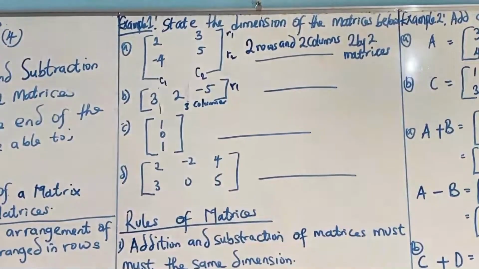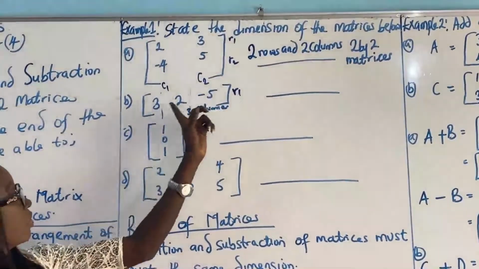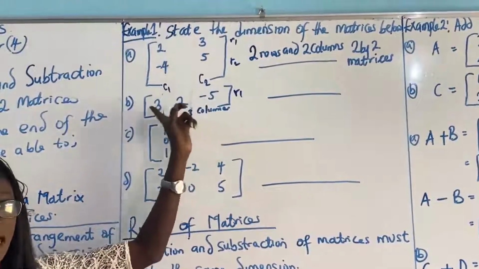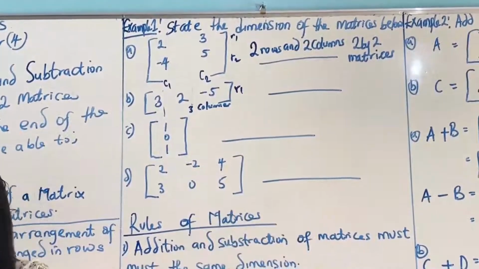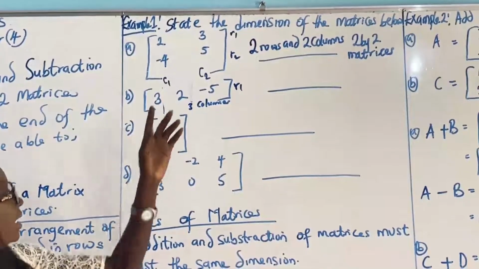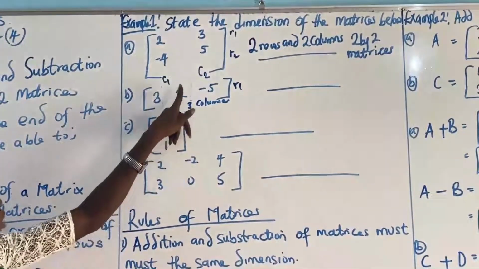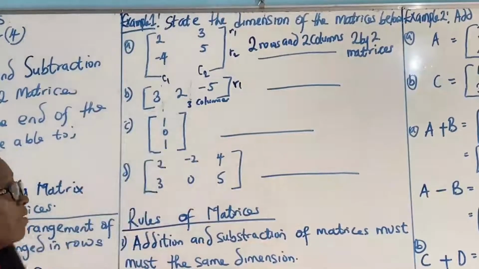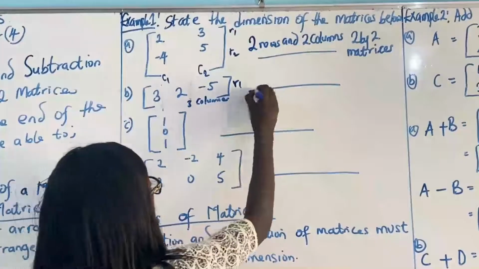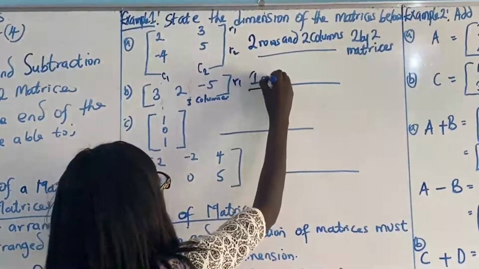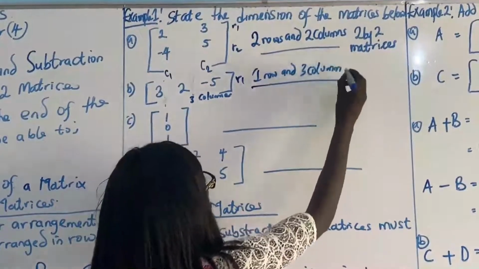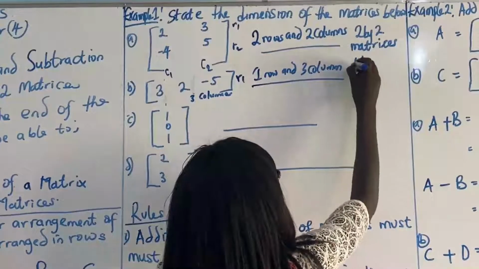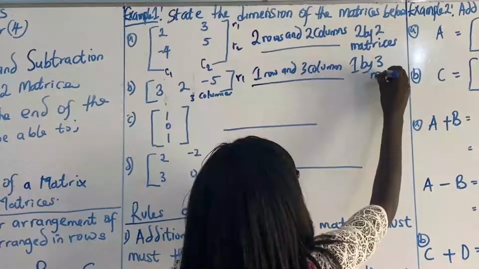Okay? I'll start again. Here I have just 3, 2, minus 5, which is in 1 row. Just like you pass your book in rows, you are passing it horizontally. And the columns are 3, 2, minus 5. So I have 1 row and 3 columns. So 1 row and 3 columns, which will be a 1 by 3 matrix.